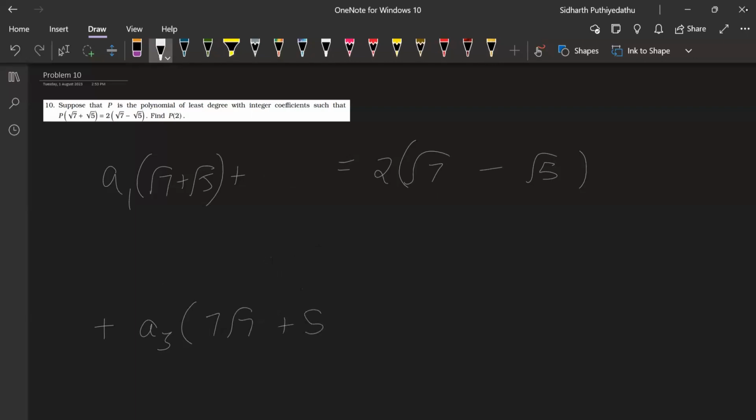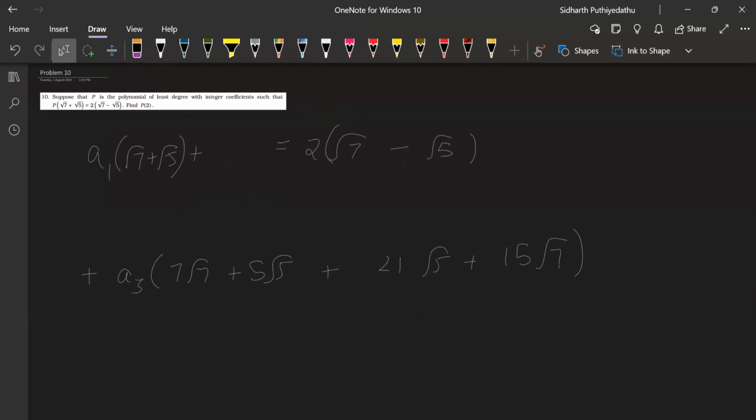√7 plus √5, the whole cube expands to 7 √7 plus 5 √5 plus 3 times √7 square times √5. So 21 √5, and √5 square times √7, so that's 3 times 5, 15 √7. This is what we get, 21 and 15. Now at this point, we have two different things, A1 and A3, any integers. We should be able to solve this. So let's look at what we get.